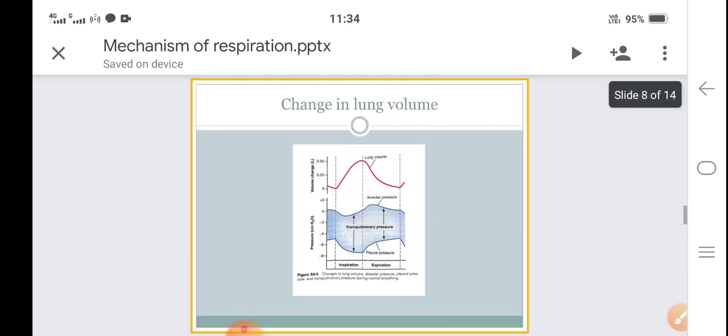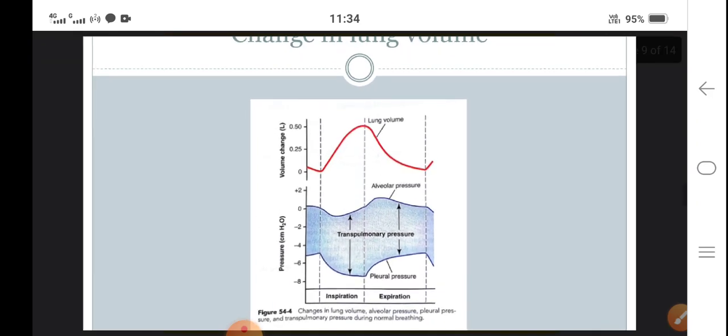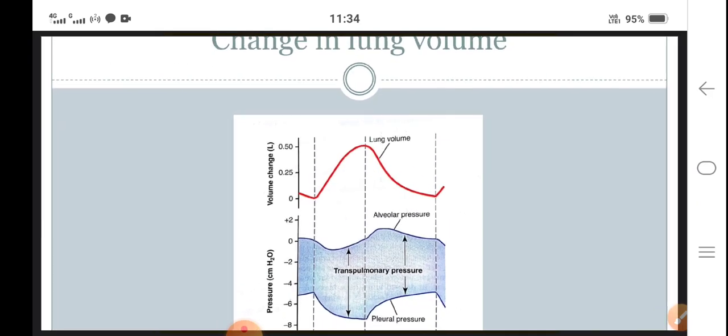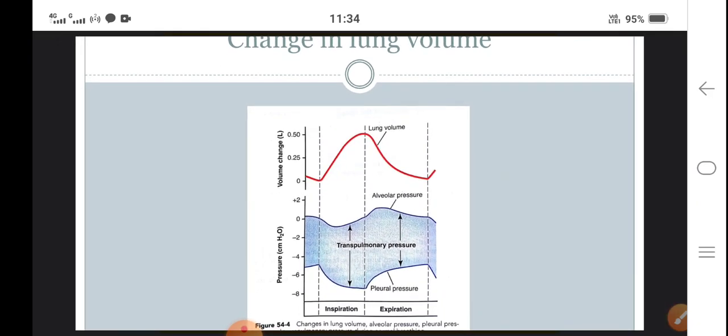This figure shows changes in the lung volume during inspiration and expiration. Alveolar pressure, again we come to this point. The air pressure inside the lung alveoli is the alveolar pressure. Alveolar pressure is the pressure inside the lung alveoli.